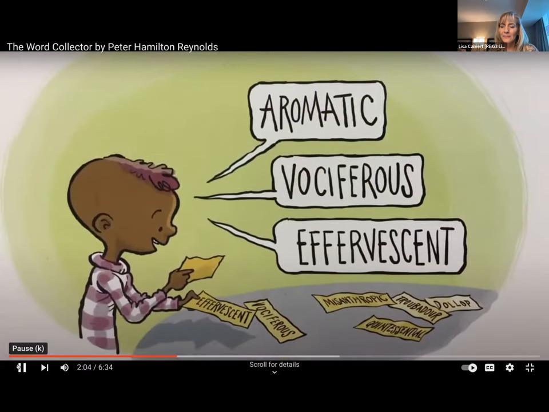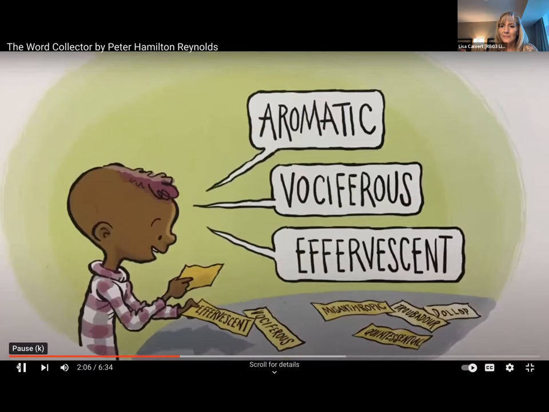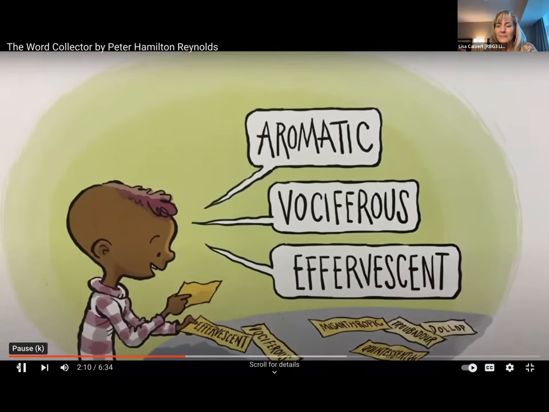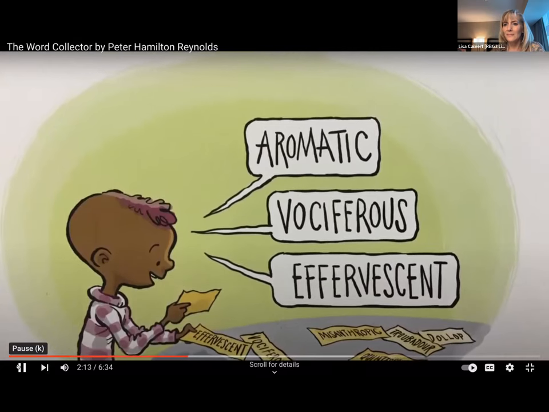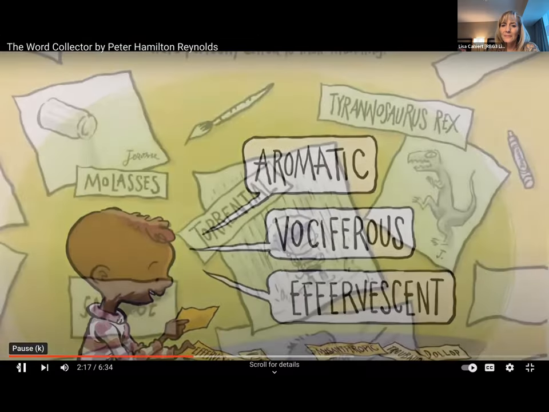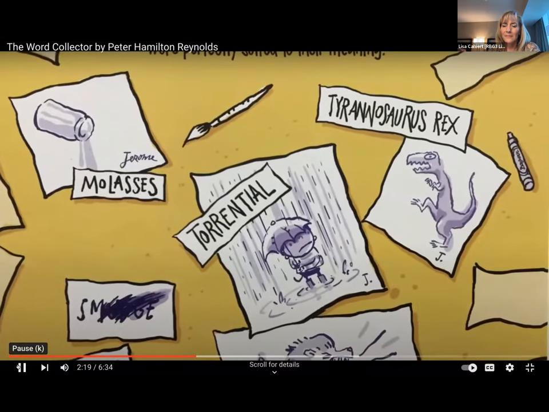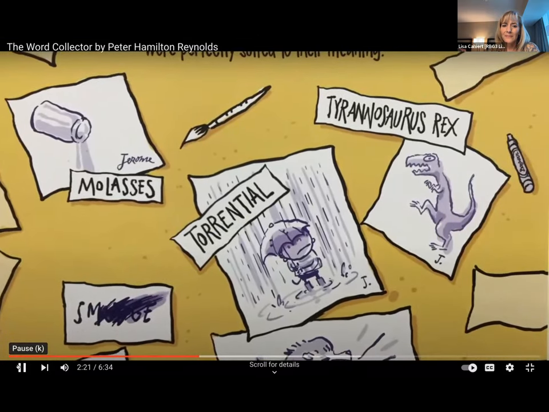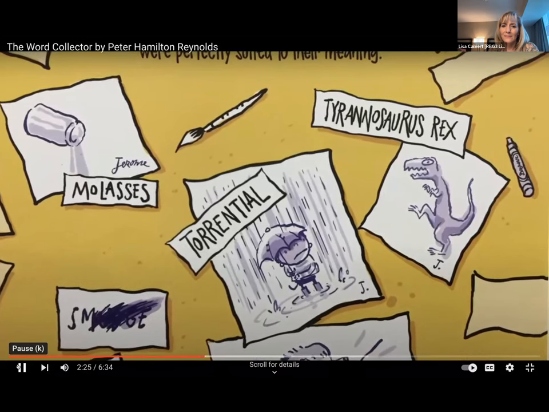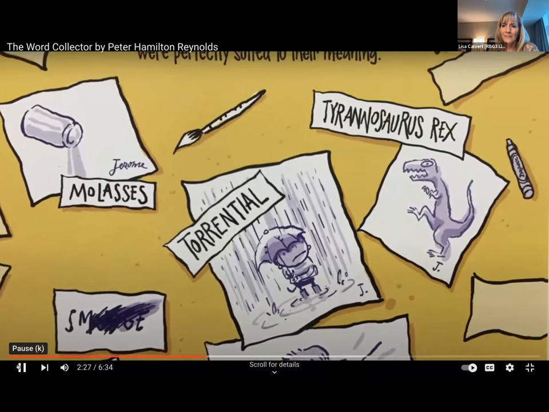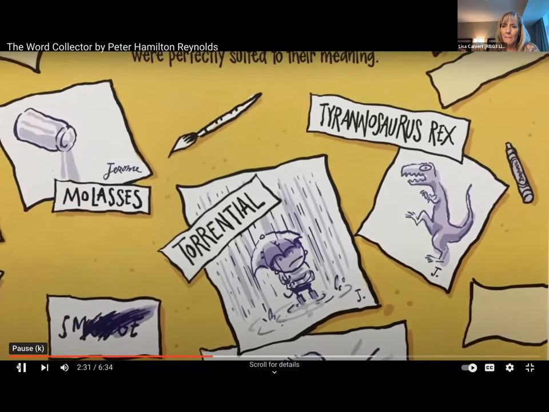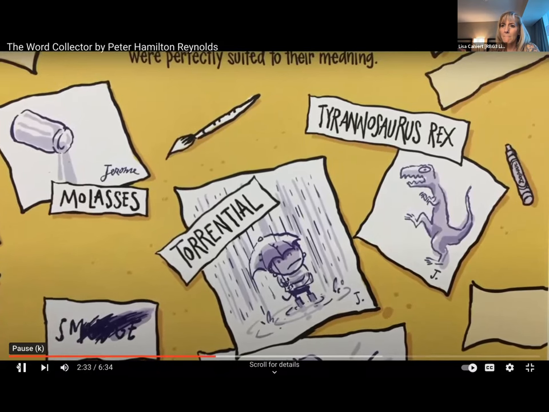There were words he did not know the meaning of at first, but they were marvelous to say. Aromatic, vociferous, effervescent. There were words whose sounds were perfectly suited to their meaning. Molasses, Tyrannosaurus Rex, torrential, smudge, bellow.